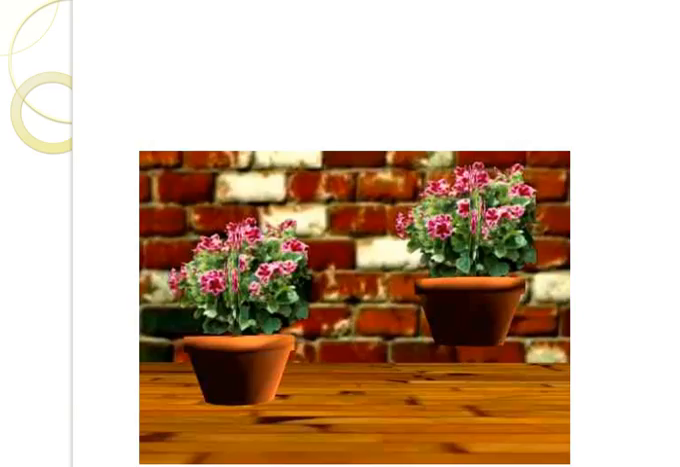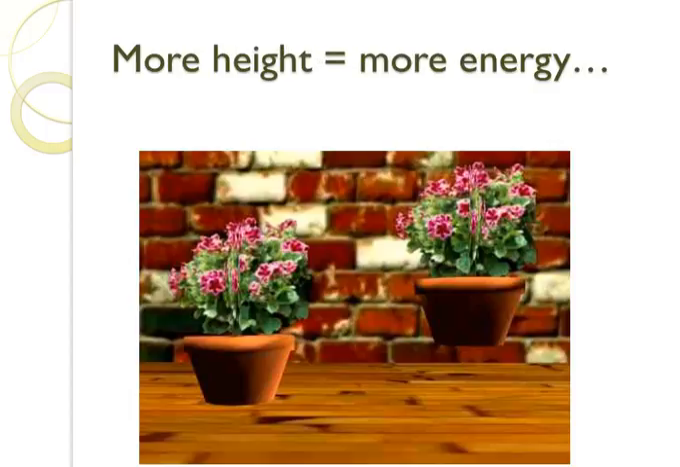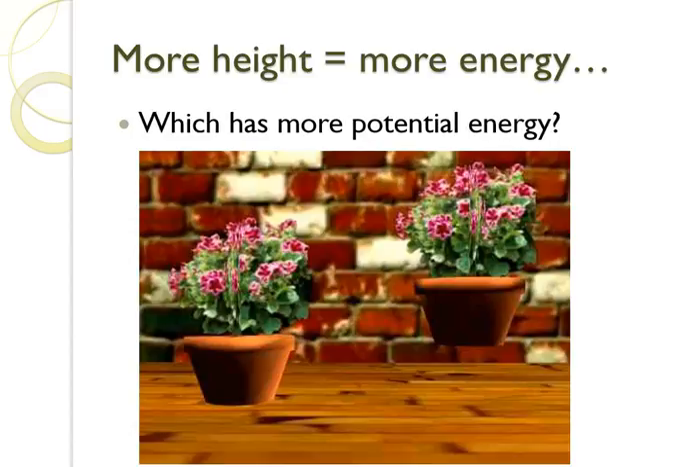Now, let's look at this question. Here we have 2 magical floating flower pots. Which of these has more potential energy? The one on the left or the one on the right? Remember our principle, the more height, the more energy. Yes, the one on the right has more potential energy.